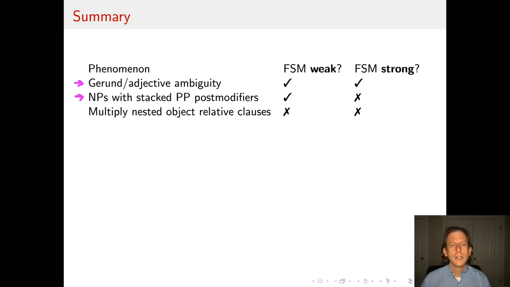The second thing that we looked at is noun phrases with stacked prepositional phrase post modifiers, and that was interesting because we found that the weak generative capacity of finite state machines was sufficient. However, the strong generative capacity was not. And the reason is that there are more ways of words associating with each other that get multiplied out together as you stack more prepositional phrase post modifiers than the finite state framework allows us to track. And the last example is one where we didn't even bother with strong generative capacity because finite state models failed on weak generative capacity as well. This is multiply nested object relative clauses.